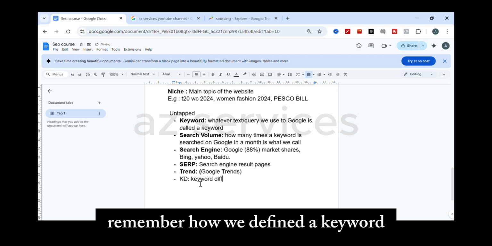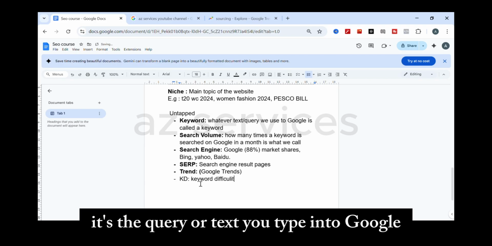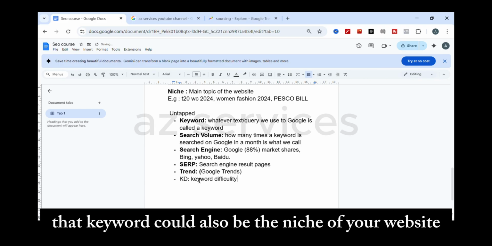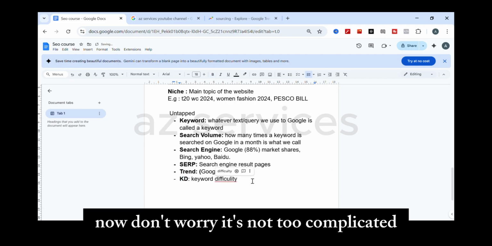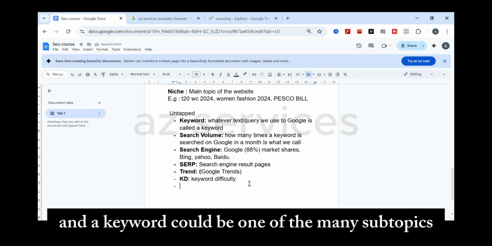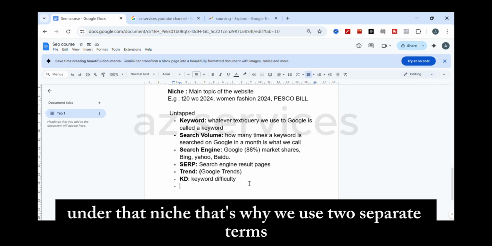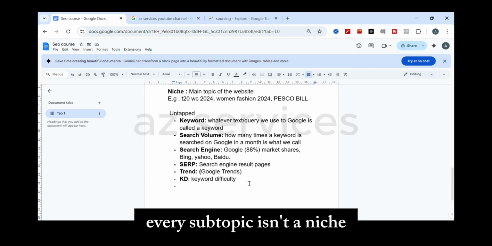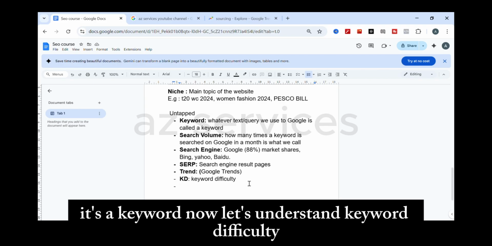Remember how we defined a keyword. It's the query or text you type into Google. That keyword could also be the niche of your website. Now don't worry, it's not too complicated. A niche is the main topic of your website and a keyword could be one of the many subtopics under that niche. That's why we use two separate terms. Every subtopic isn't a niche, it's a keyword.